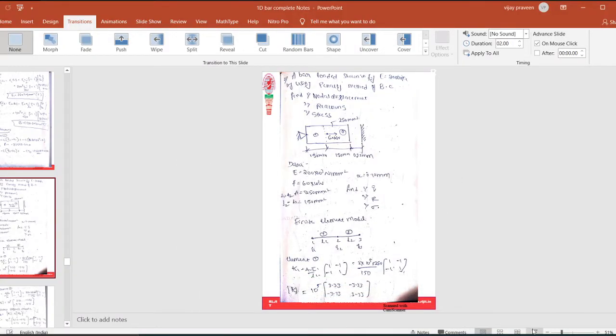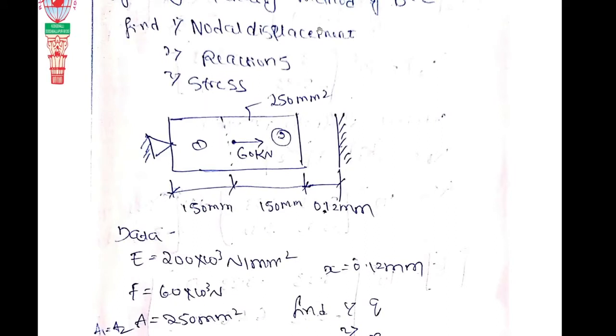Let us take today's second problem on the penalty method. All of you note down. A bar loaded as shown in the figure, E is equal to 200 GPa. By using the penalty method of boundary condition, find: first question, nodal displacement; second question, reaction; and third question, stress.